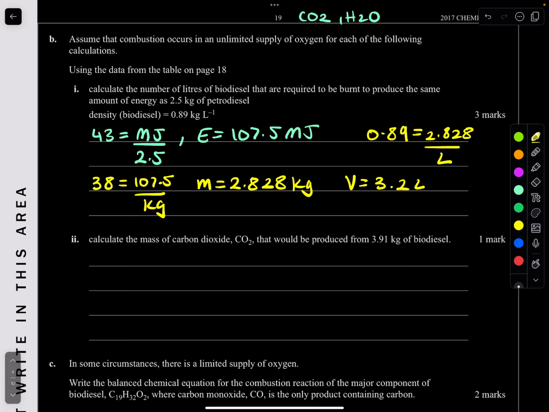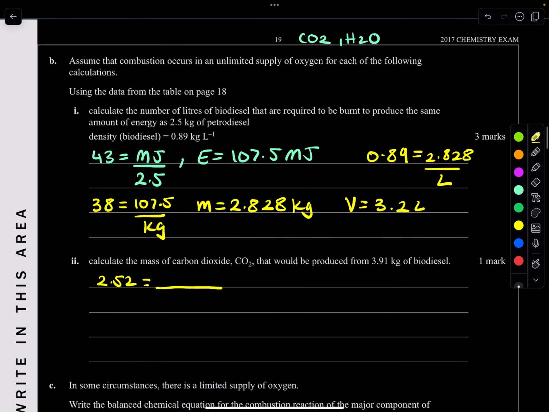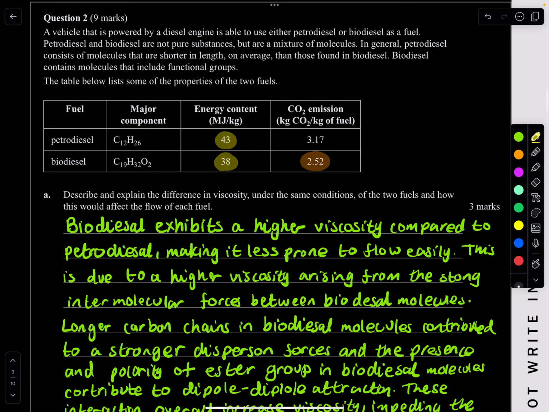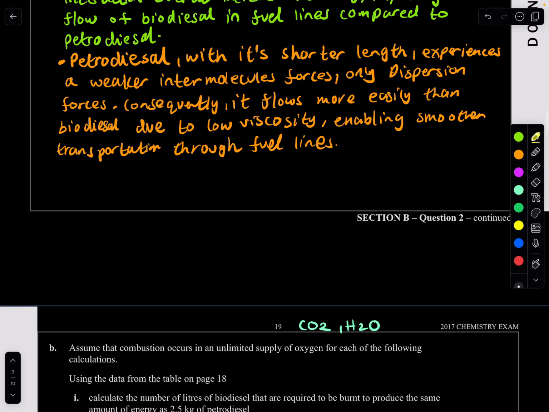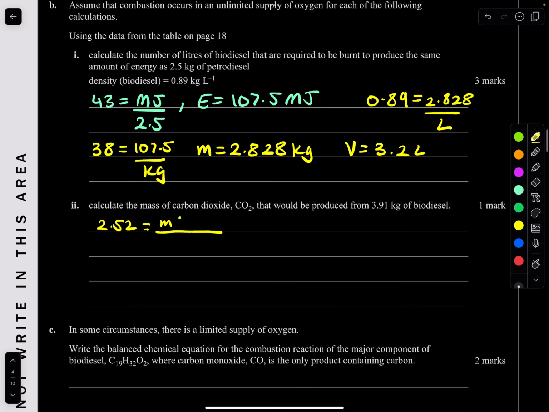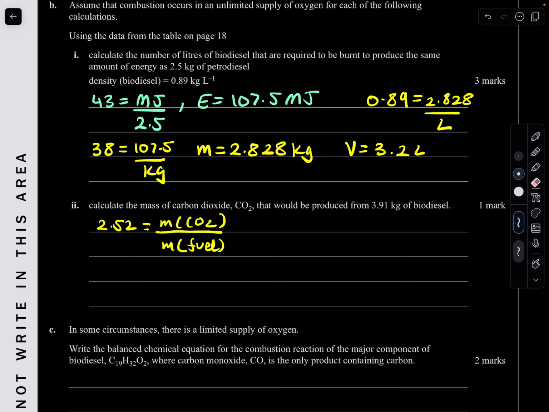2.52, what are the units? It's kilograms of CO2, so the mass of CO2 over the mass of the fuel. And we know how much is the mass of fuel. We are using 3.91, and so we multiply these together to get the mass of CO2. Easy.